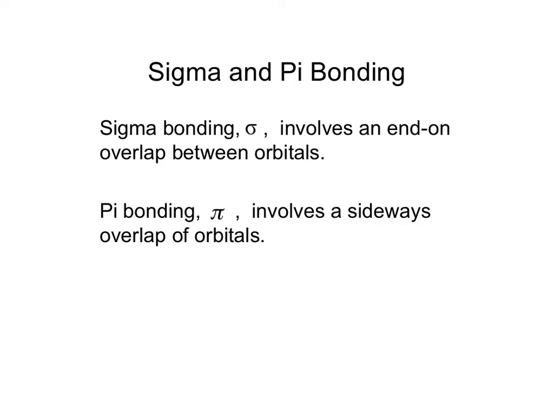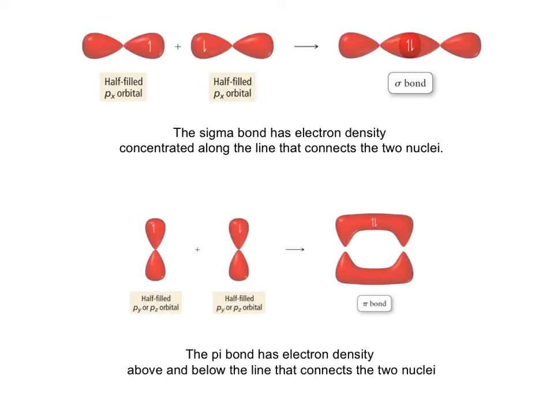So this video is part 3 of the chapter on covalent bonding, and this one is on sigma and pi bonding. We're going to need to know about pi bonding if the molecule has a double bond or a triple bond. So we need to know the two types of bonds that are possible. Sigma bonding involves an end-on overlap between orbitals. Pi bonding involves a sideways overlap of orbitals. You'll see it on the next slide here.